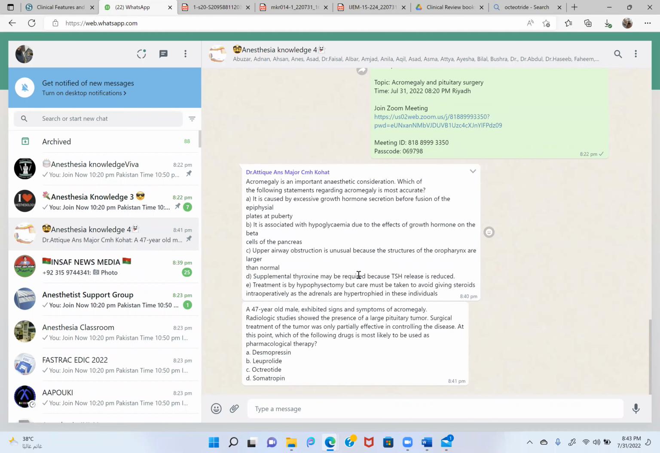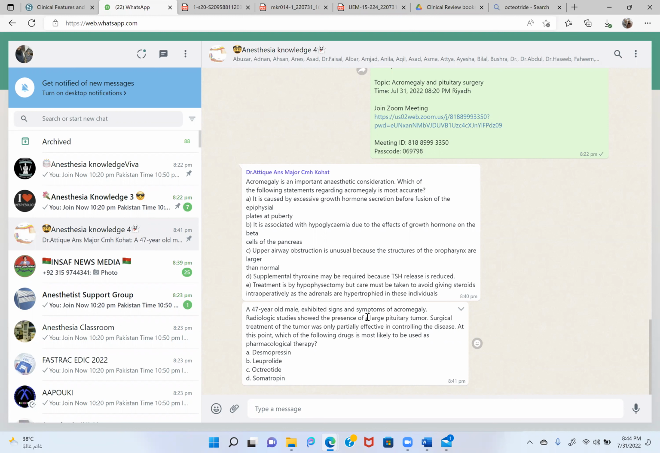No. What is the answer in the key? It is, I think, D. Sir, the answer in the key is D. D for doctor. Am I right? This is D for data. Yes. Okay. In the second question, the answer is octreotide.